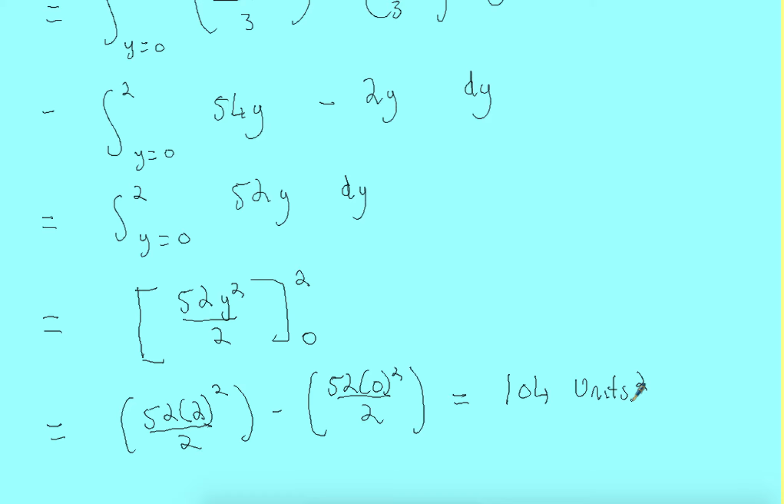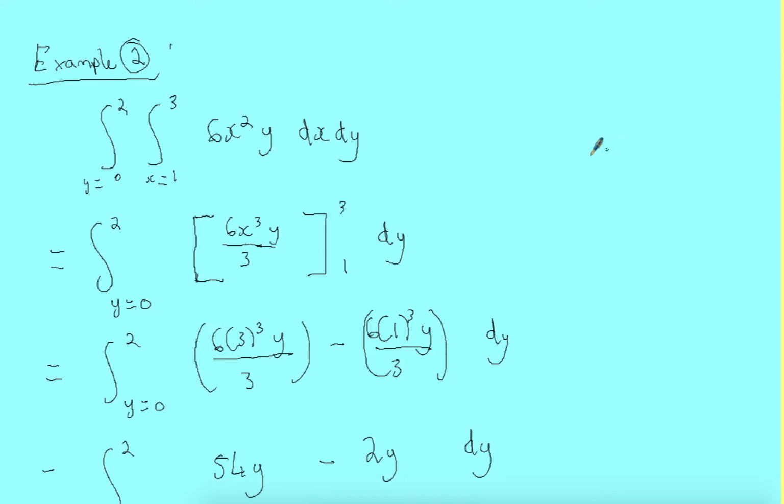Okay, now what might be interesting is what happens if I try and do the exact same question, but I change the order of integration. So rather than having dx dy, I have dy dx. And that means I swap my limits round. Okay? So let's see what happens with that.